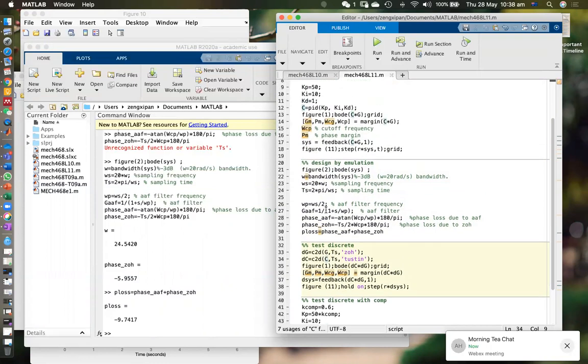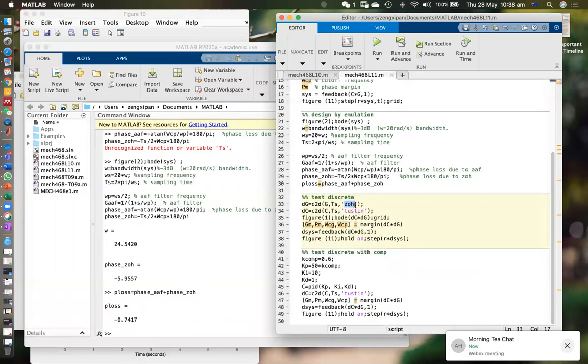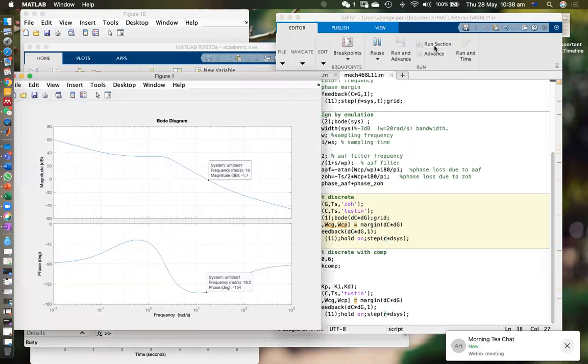So I digitalize the plant G with zero order hold, and digitalize the PID controller with Tustin. The reason for zero order hold is that it's physically going to be there because it's a continuous plant. If you have a computer to control it, you have to model that zero order hold in your system. Then I do the Bode diagram, get the phase margin, and also get a step response. This is just testing the system performance.